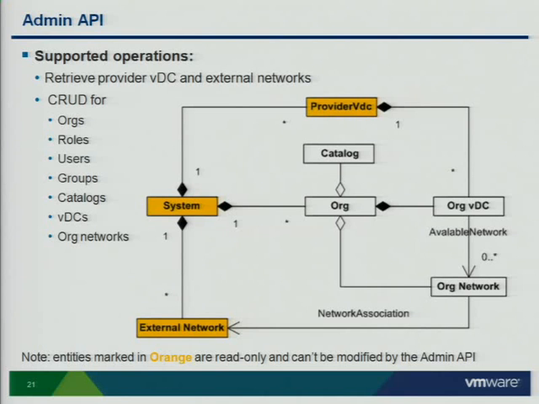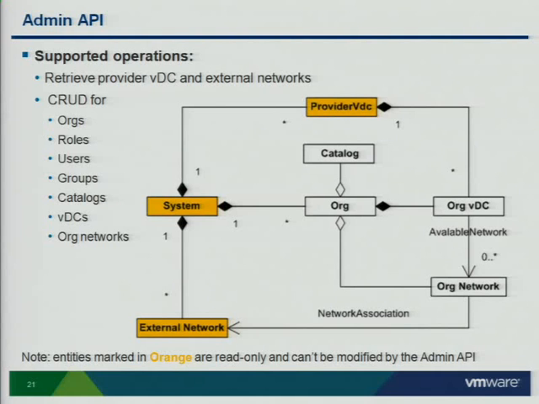Admin API. Entities that I haven't talked about are provider VDC and external networks. Provider VDC is basically an Uber VDC, which can be used to create other VDCs. External network is similar to that. You can create org networks that are associated to external networks, or org networks can be isolated. Then the admin API provides CRUD support for organizations, catalogs, VDCs, and org networks. The other three entities, roles, users, and groups, I have not included in this slide for simplicity. And again, here, entities which are marked in orange are read-only, meaning that they cannot be modified by the admin API.